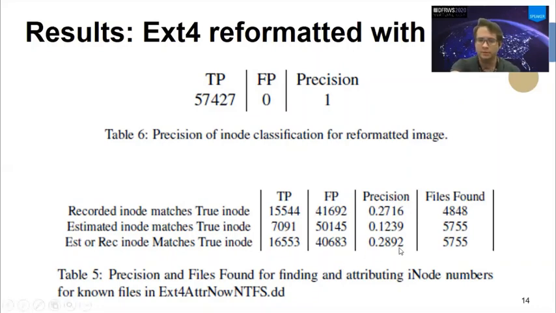In terms of the precision in naming the inodes we found, we achieved a maximum precision of 28.9%. So the results here were much lower for ext4 than they were for Ntfs, at least when looking at recall.